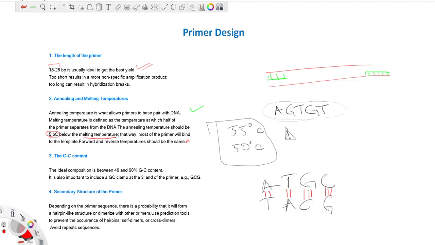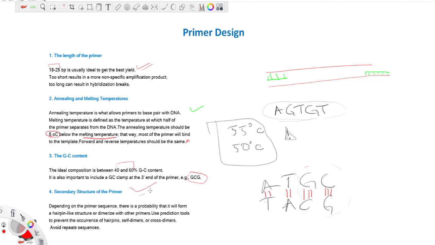So the ideal composition here is that you should have a GC content or percentage that ranges between 40 and 60%. And what is important as well, you can include a GC clamp. So about a couple of base pairs of G and C at the end of the primer, just to make it more stable. Because if you have anything below 40%, which is going to be very rich in A and T, it's going to provide you weaker bonds, easier to break. And if you have something above 60%, that is most probably going to be too difficult to break, and that's not good.